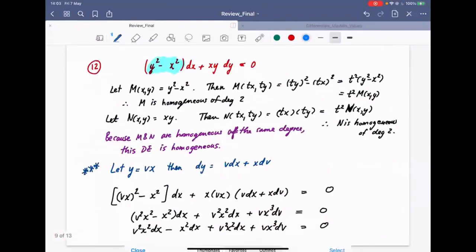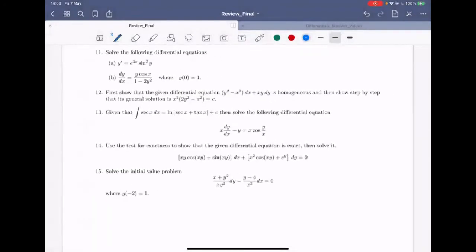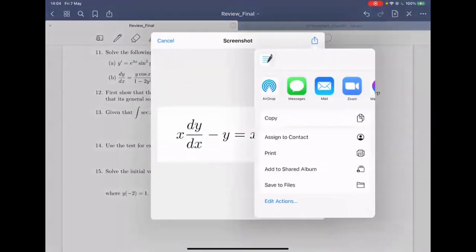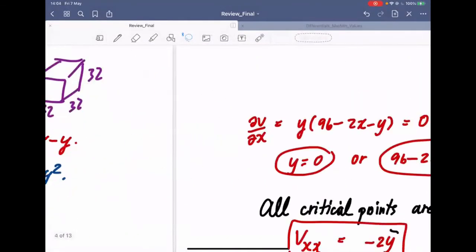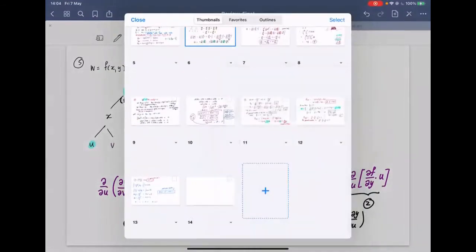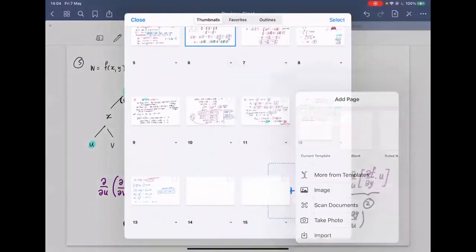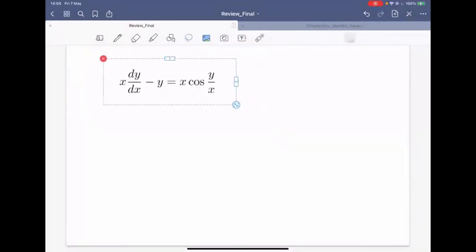One second. What do you want first? 13 or 14? Let's do 13 first, then step. Okay. 13. All right. Take screenshot. Copy. And okay. Here. Okay, we got it.